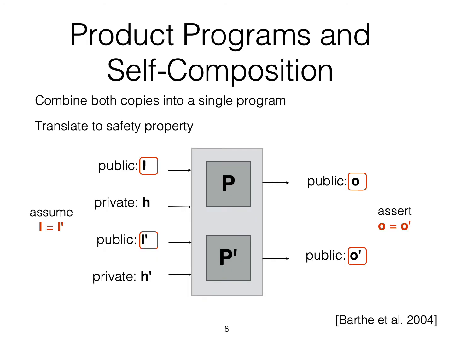So let's look at how to verify non-interference. Two popular approaches are to perform a product program construction or to perform self-composition. Both of these approaches have the same high-level idea of combining both copies into a single program. Doing this turns the hyper property of non-interference into a safety property of a single program and allows us to use standard techniques for verifying safety properties.